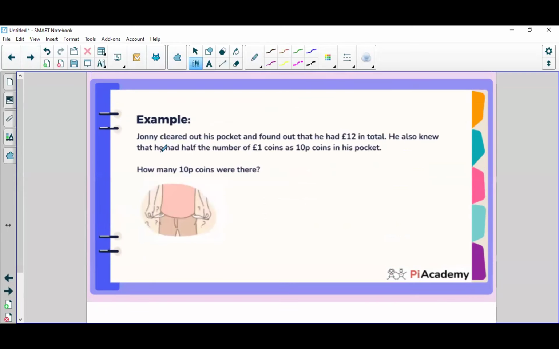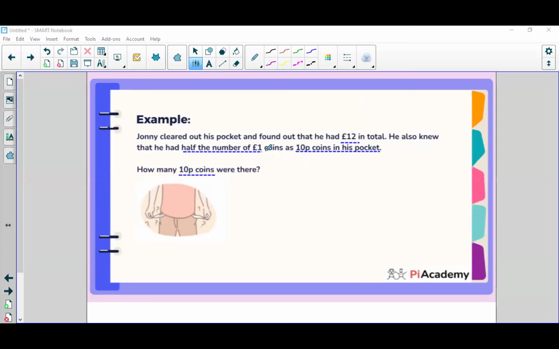Now, as you can see in this example, Johnny cleared out his pocket and found out that he had 12 pounds in total. He also knew that he had half the number of 1 pound coins as 10p coins in his pocket. So how many 10p coins were there? But it is saying he had only 2 types of coins. Number 1, 1 pound coins, and second, 10p coins. Okay, but it's saying he had half the number of 1 pound coins as 10p coins.